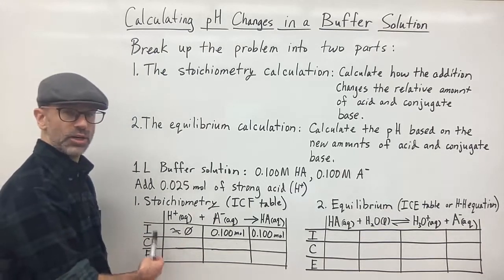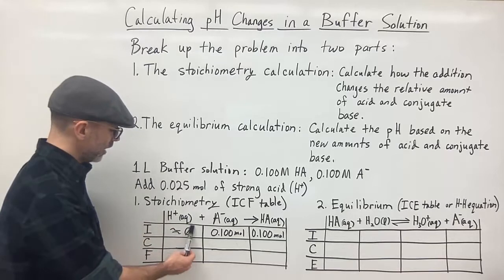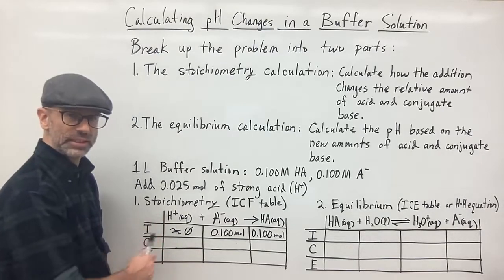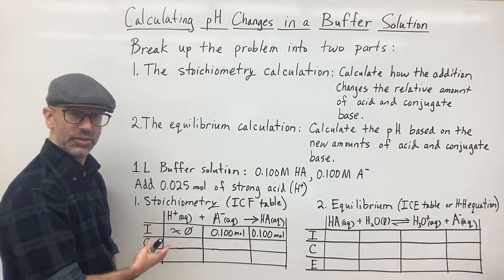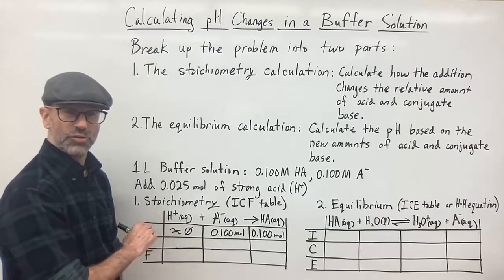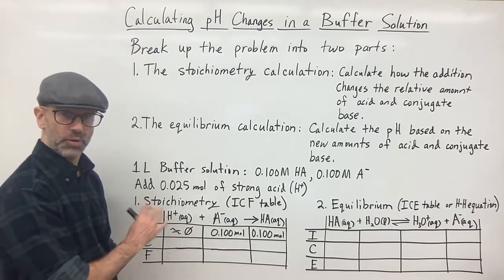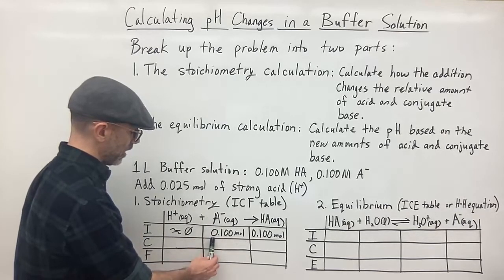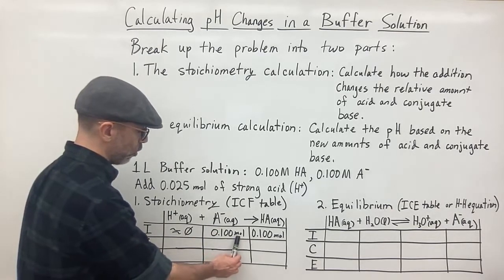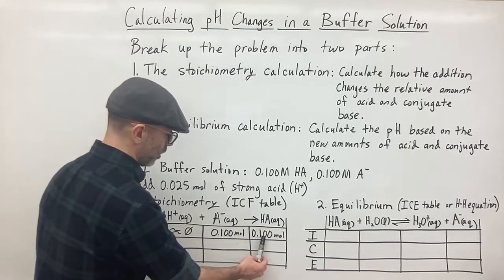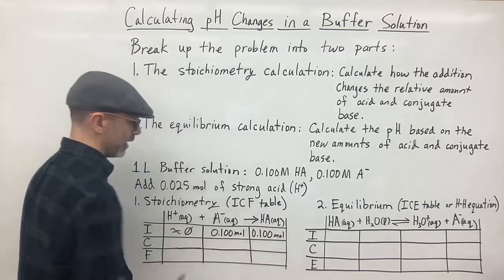Initially, before I added in the acid, I have zero amount of H plus, or approximately zero, because this is a weak acid, so it's not going to ionize very much in water at all. So we can assume that it's going to be approximately zero. And then I have for my conjugate base 0.100 moles, and I have for my acid 0.100 moles of my weak acid.